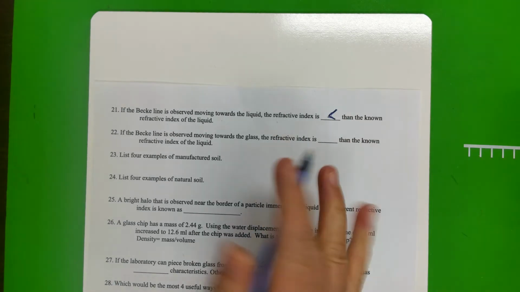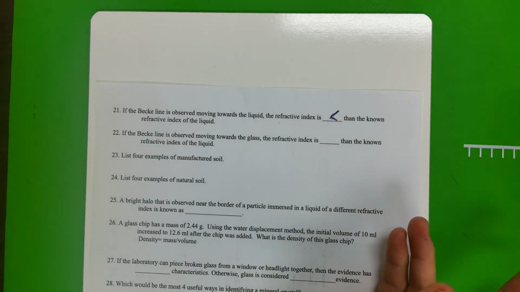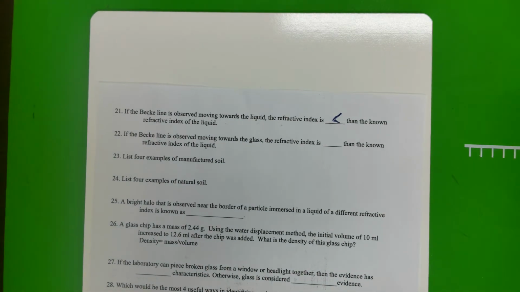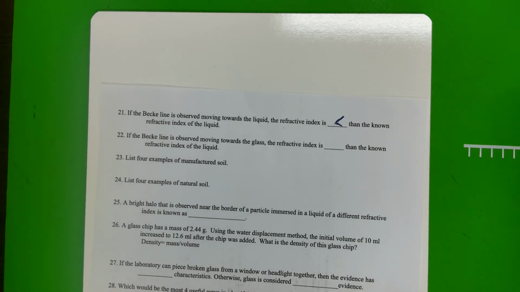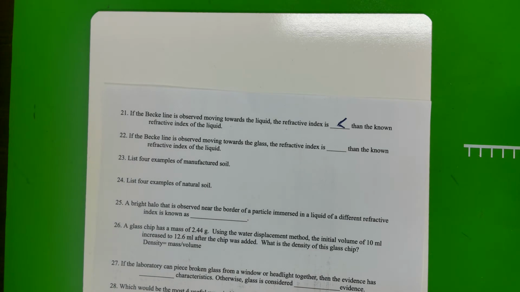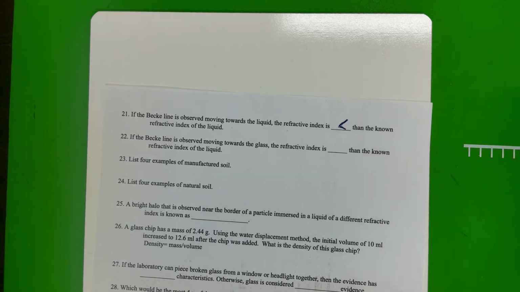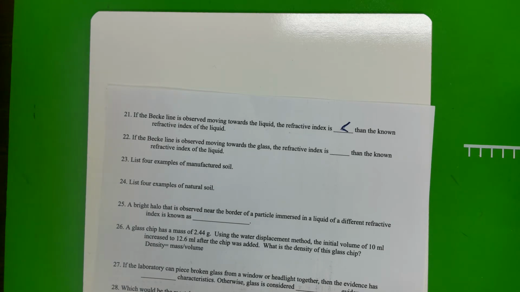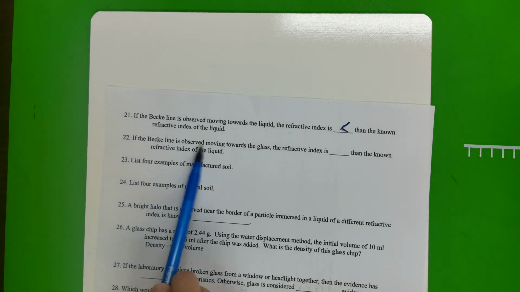Now, wherever that Becke line moves, if it goes towards the liquid, then that means the liquid has a higher refractive index. If the Becke line moves towards the glass, that's always going to be higher. So the Becke line moves wherever it's greater. Just FYI, but be careful how it's worded though.